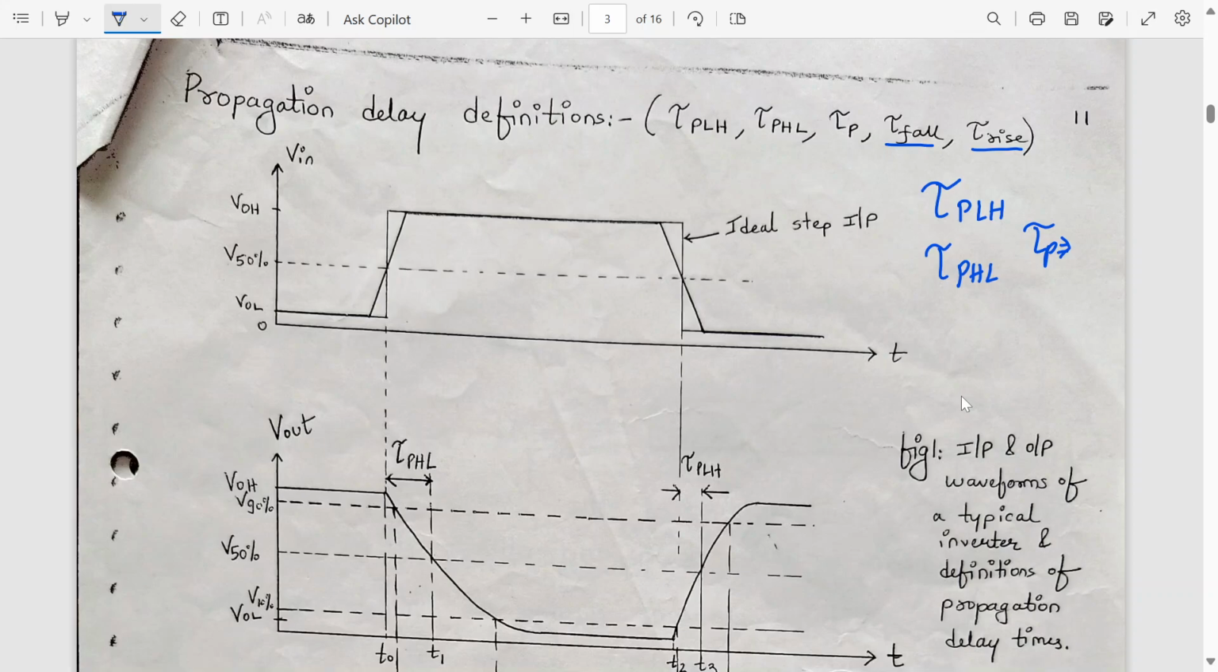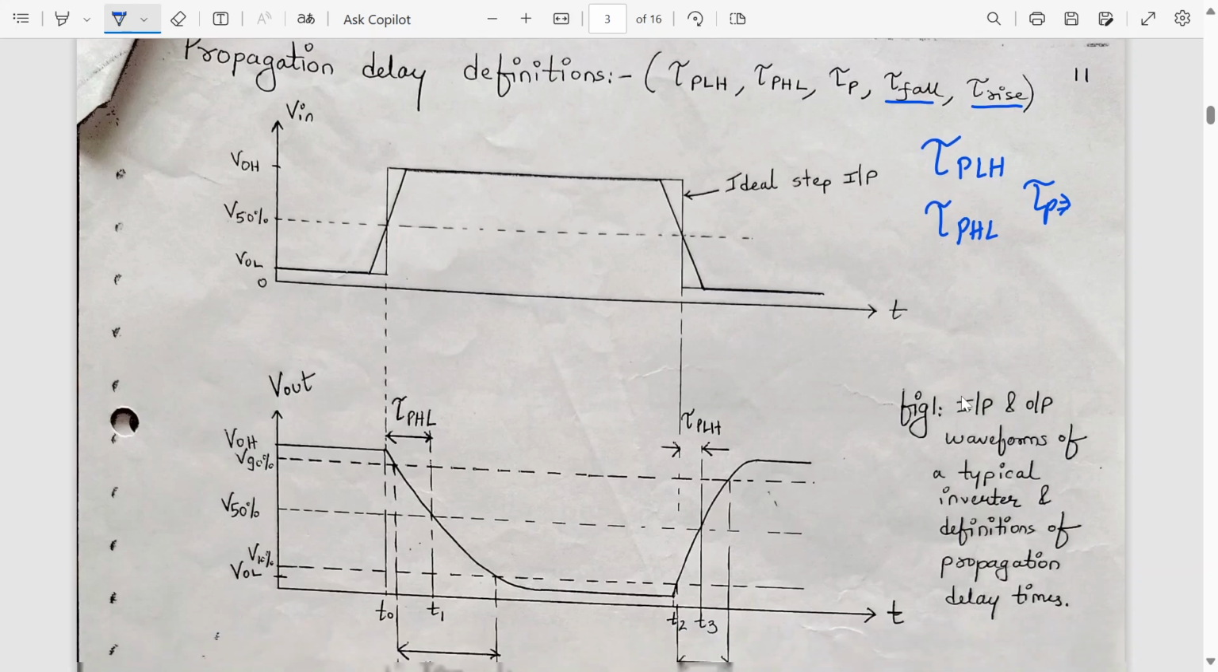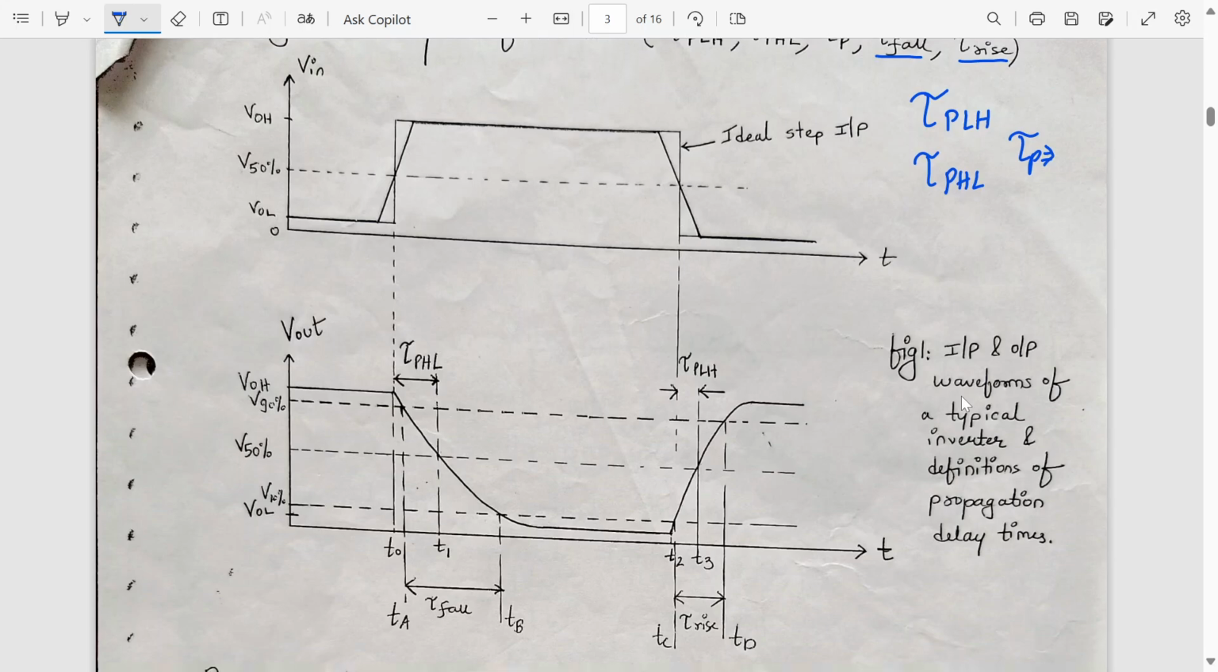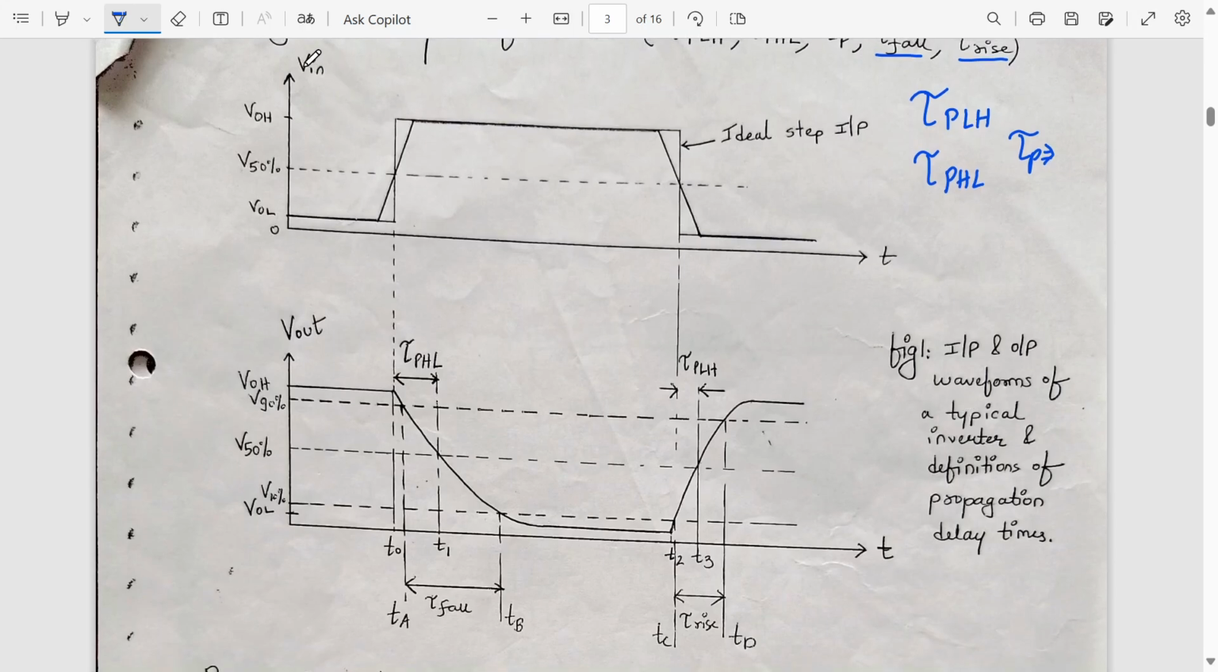These are the input and output waveforms of a typical inverter and the definitions of the delay times. Let me explain briefly. This is my input step, an ideal and a practical case. In a practical case, we have some finite rise time and fall time. It starts with VOL, goes to 50% and reaches VOH. VOH and VOL are the output high and low levels.